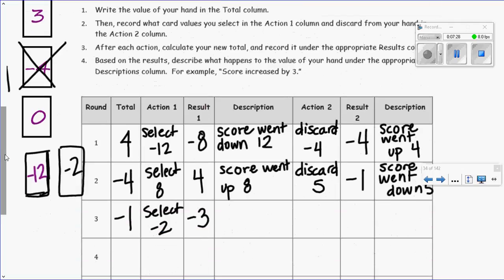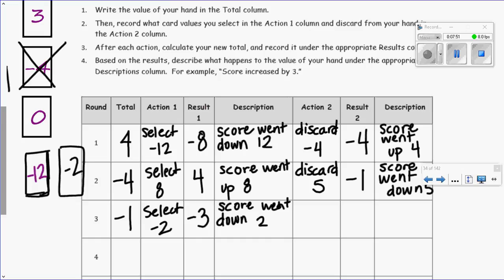Okay, so what happened to our score? Did we go left or right, and how many? Did we go up or down, and how many? Our score went down. Be careful on that. From negative 1 to negative 3, the score went down. It's getting further from 0. It's going to the left. It went down 2.